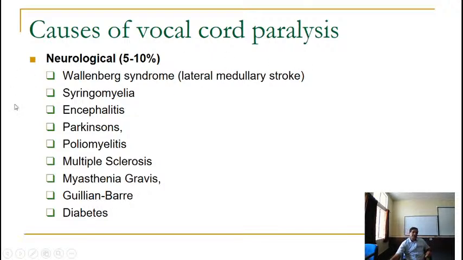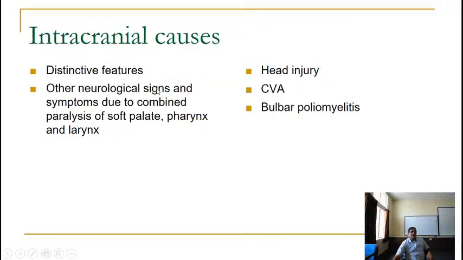These are the various neurodegenerative conditions which can affect, apart from the vagus nerve, the other cranial nerves also. So these are the various inflammatory, traumatic, malignancy, tumors, neoplastic, and neurological. That is how it can be classified. Then you have the intracranial causes.